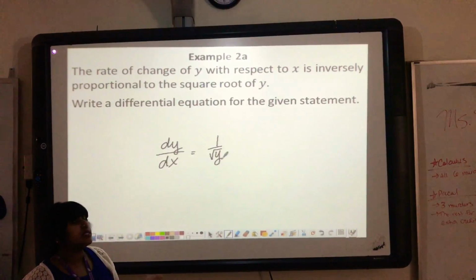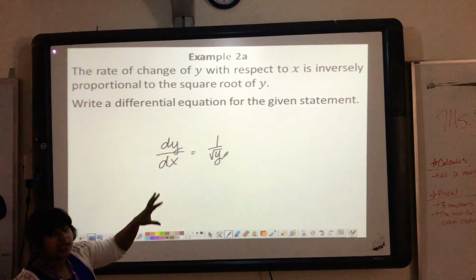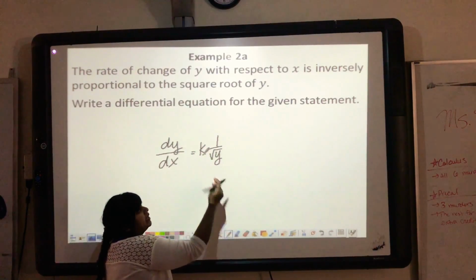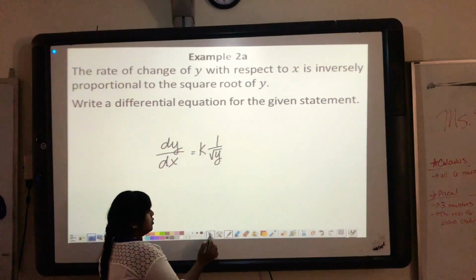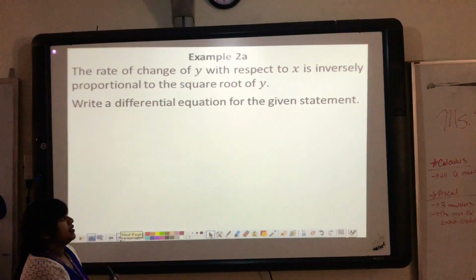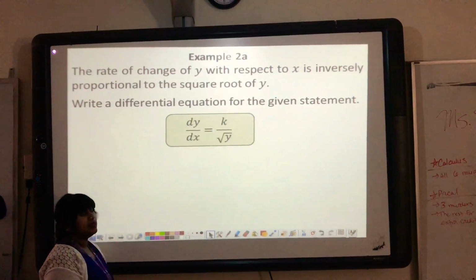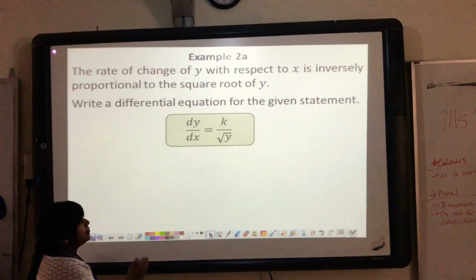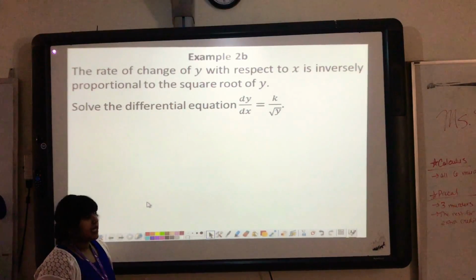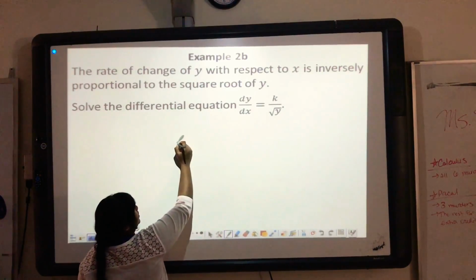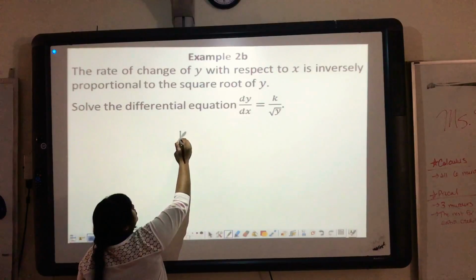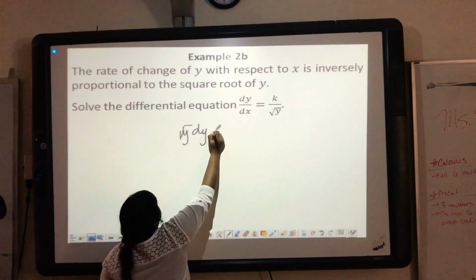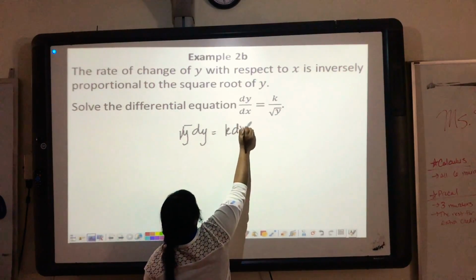But we're not 100% done there because we're talking about exponential growth. So what do we need right here? We need that constant k. So k can just come over, and to write this equation out, it's going to say dy/dx is equal to k over the square root of y. To solve that, we do exactly what we did before. You separate your variables, so this becomes the square root of y dy is equal to k dx.